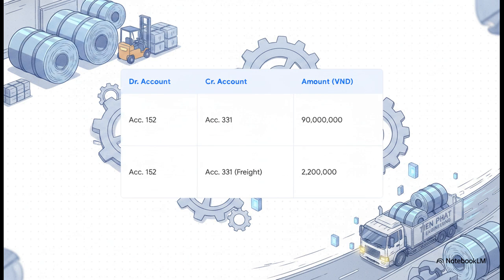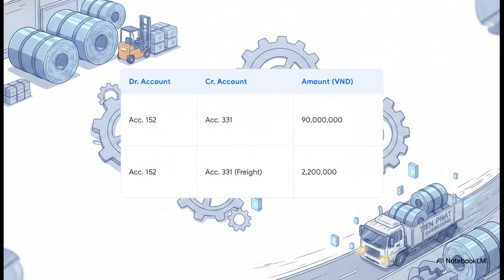Consider the journal entries for TNFAT Mechanics when they bought 5,000 kilograms of steel rolls. Obviously, the 90 million VND purchase price is debited straight to account 152, raw materials. But pay close attention to that second entry, the 2.2 million VND freight cost. That doesn't just get dumped into normal operating expenses. Nope, it's directly capitalized into account 152 as well.